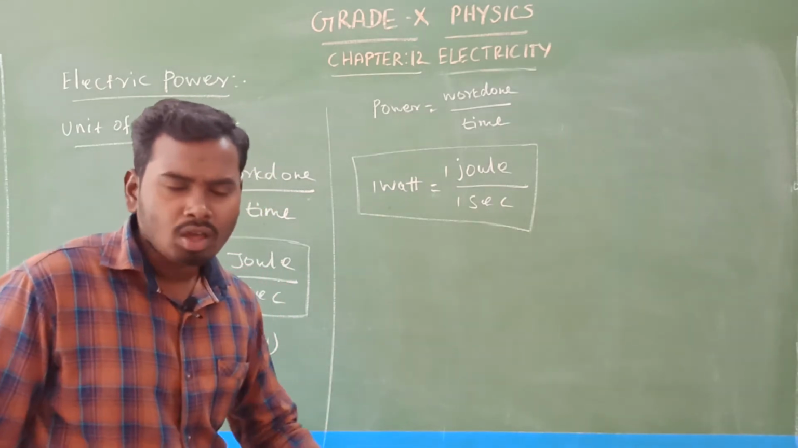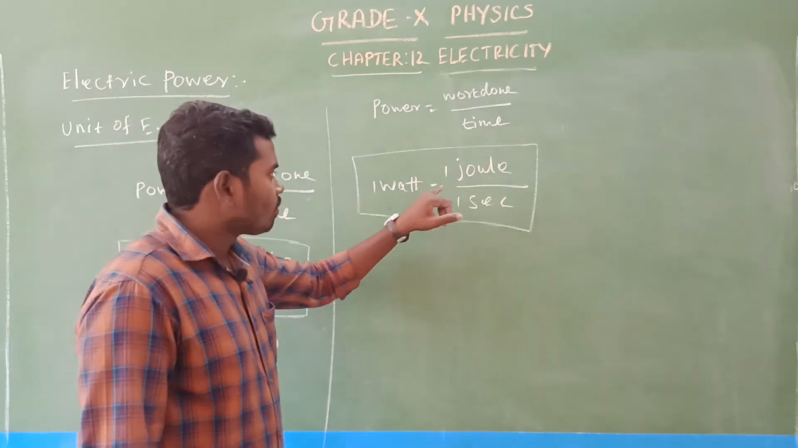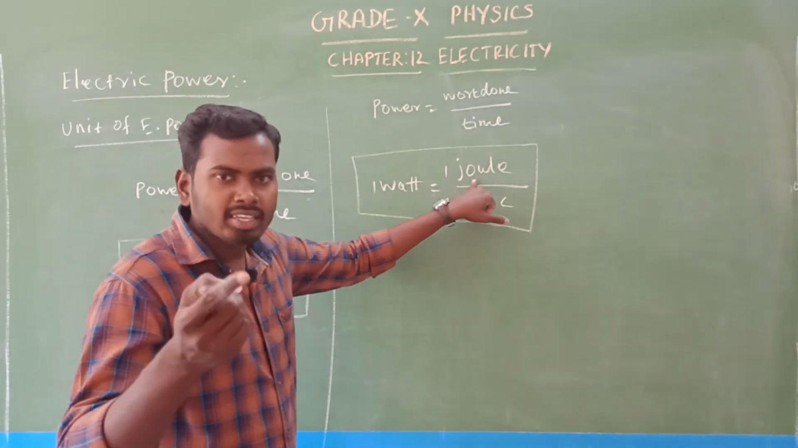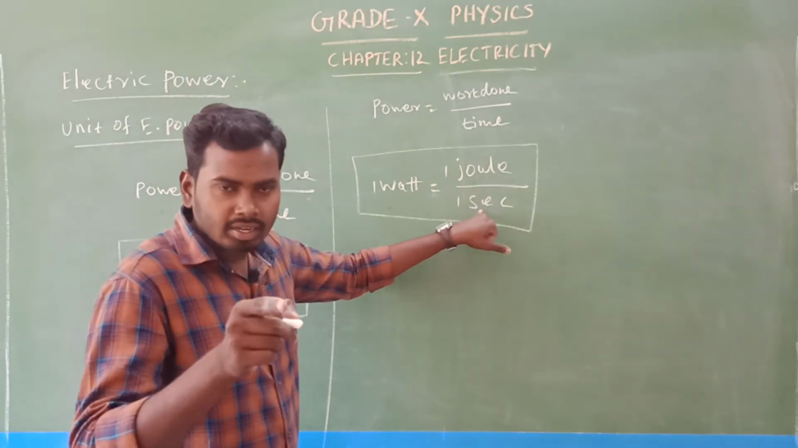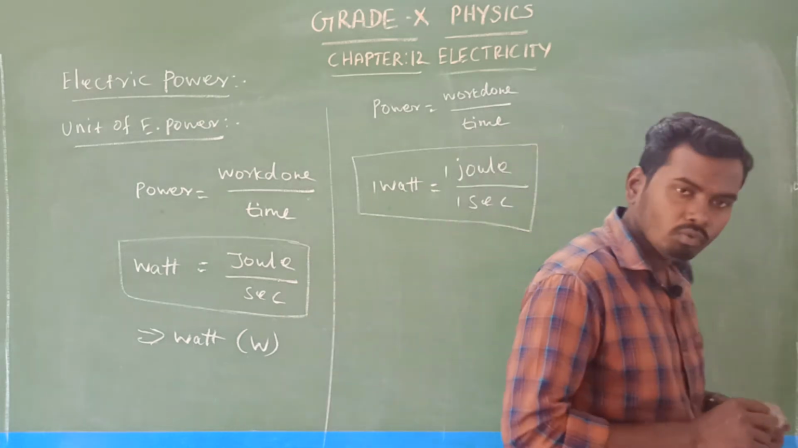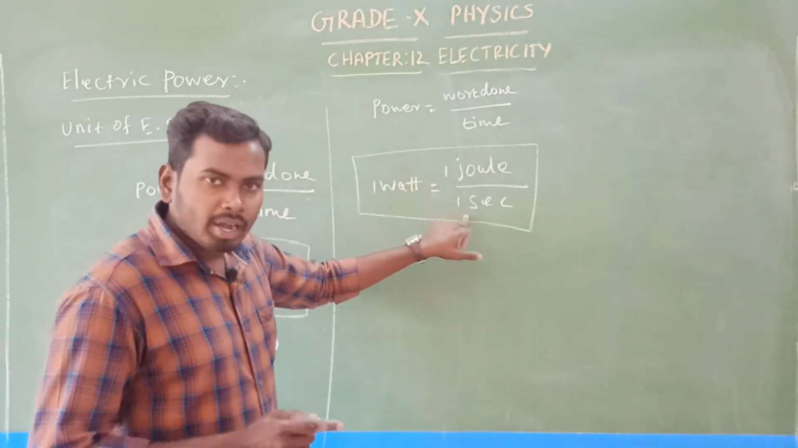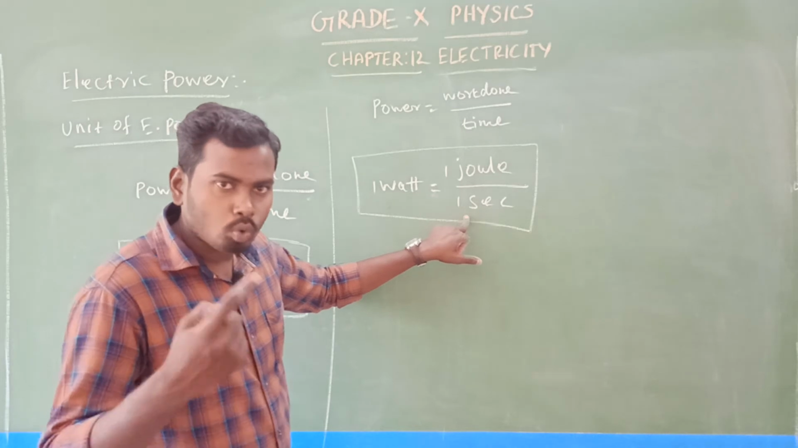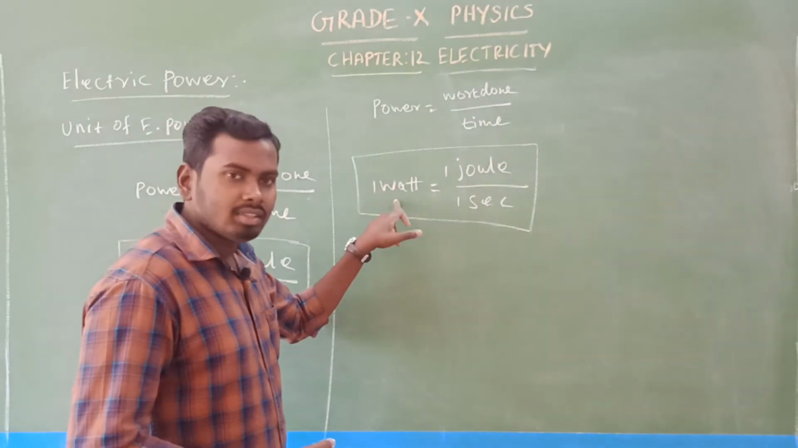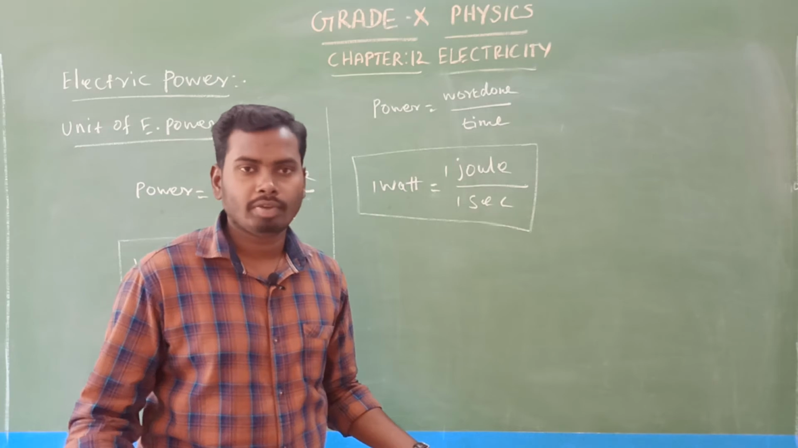So what does it mean, sir? What is the explanation? Note this point: when 1 joule of work is done in 1 second, then the power is said to be 1 watt. That's all. When 1 joule of work is done per unit time, or 1 second, then the power is said to be 1 watt. Very easy.